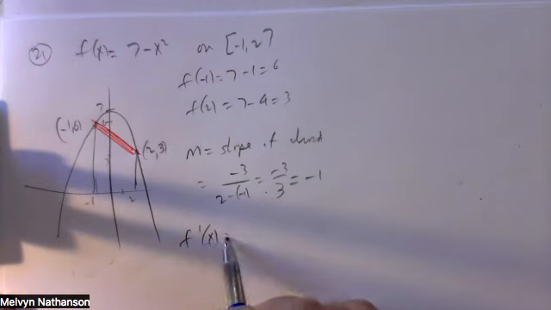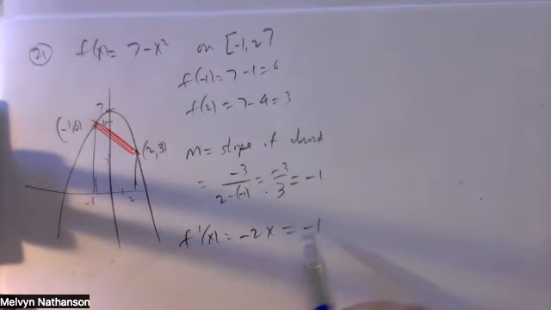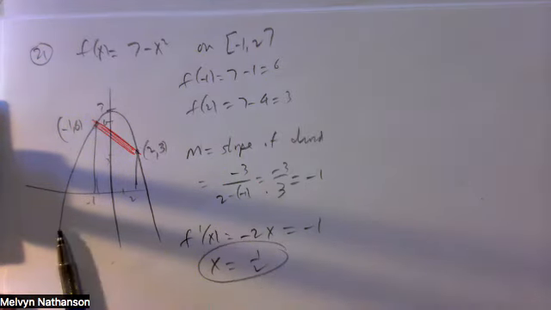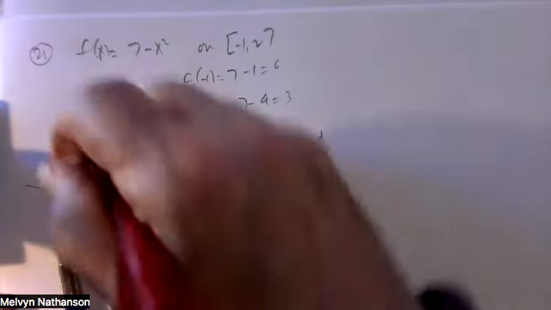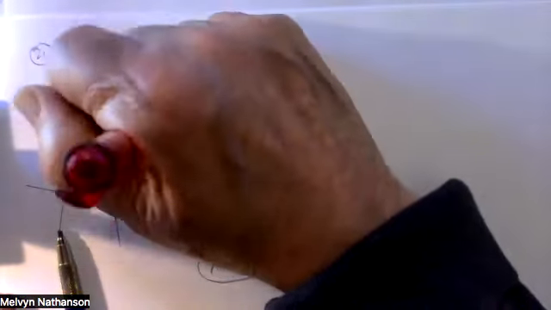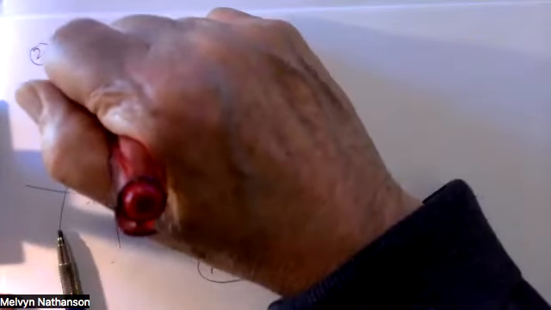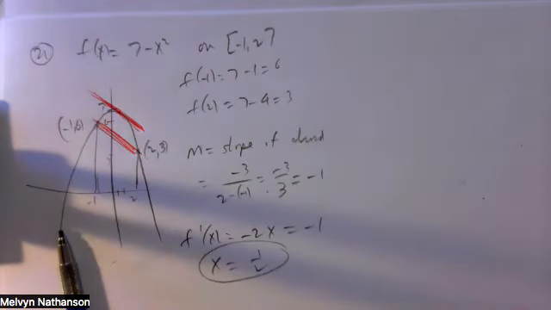f prime of x is minus 2x. That equals minus 1 when x equals a half. So x equals a half, that's this point. At that point, the tangent line to the curve is parallel to this chord. So that's an exercise in the use of the mean value theorem.